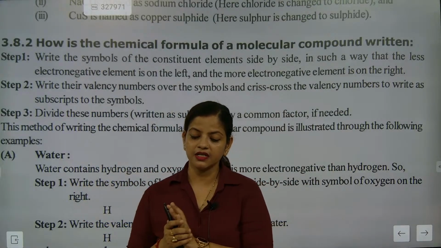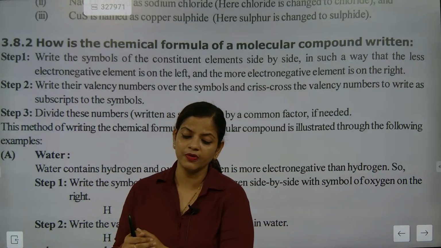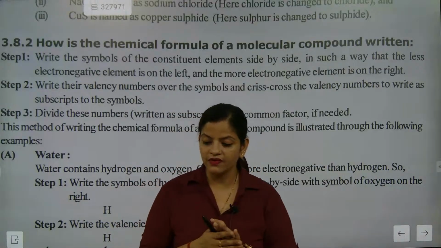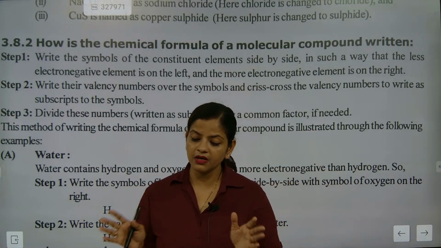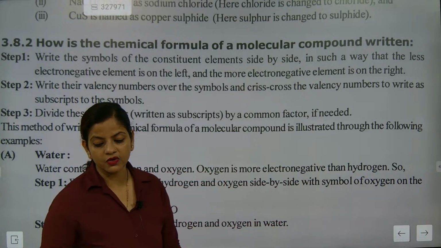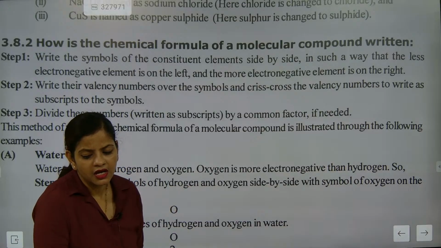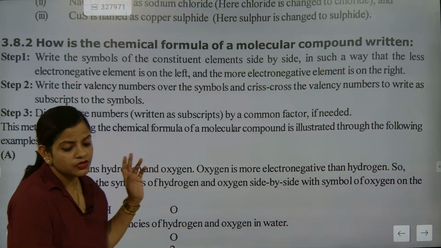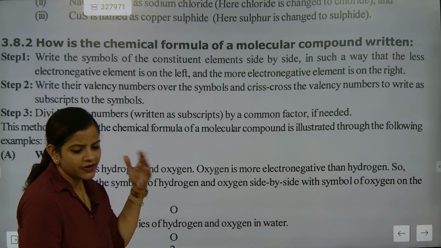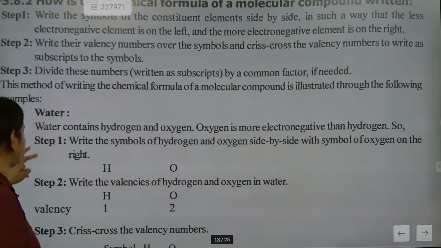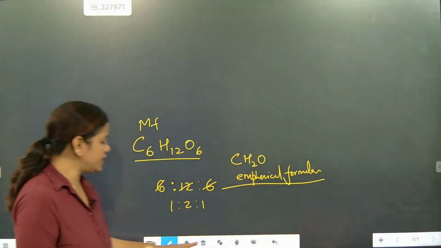Now you need to understand that the less electronegative element will always be on the left, and the more electronegative on the right. We have already learned this. Now the valency must be written at the bottom of each. Now divide by the common number. Now let's check this one out. So this naming is very, very important. Let's talk about how we write the electronegative elements and how the numbering and naming system is written. And then crisscross. Now I'm going to teach you the crisscross rule, the much awaited crisscross rule.